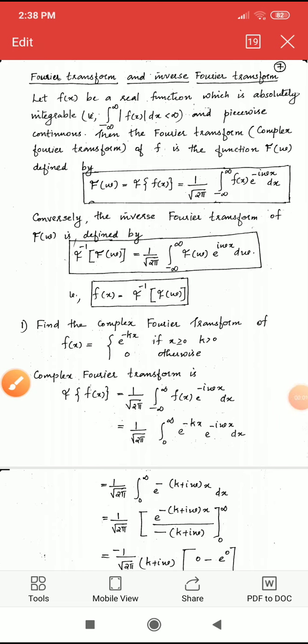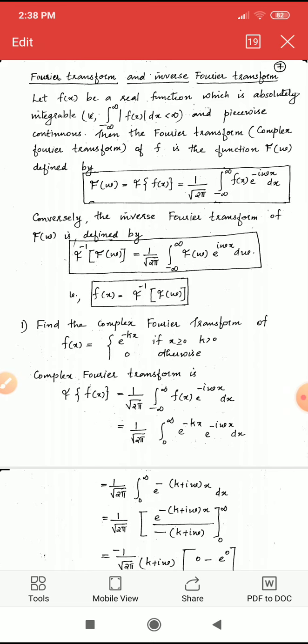Our next topic is Fourier transform and inverse Fourier transform. This is also like Laplace transform. The transforms are mathematical operators used to convert a type of function to another type of function. We already studied Laplace transform.